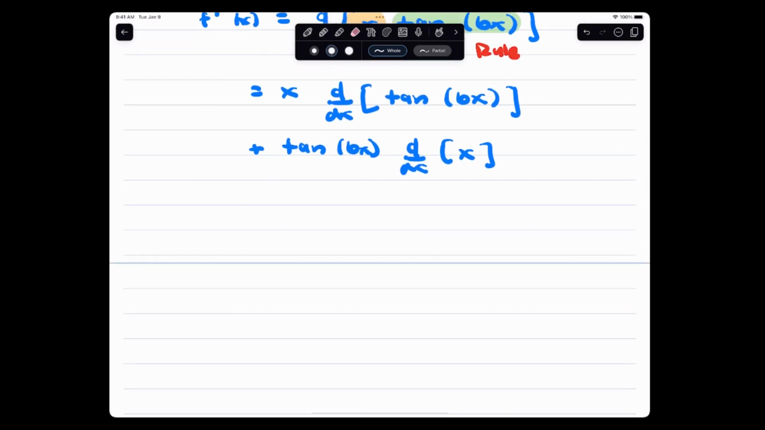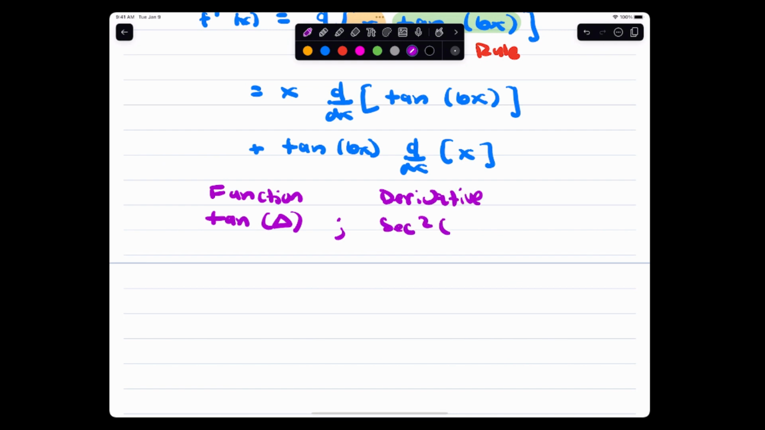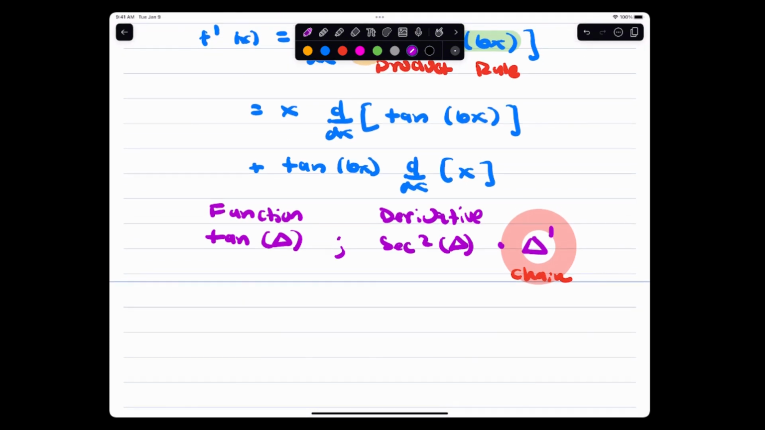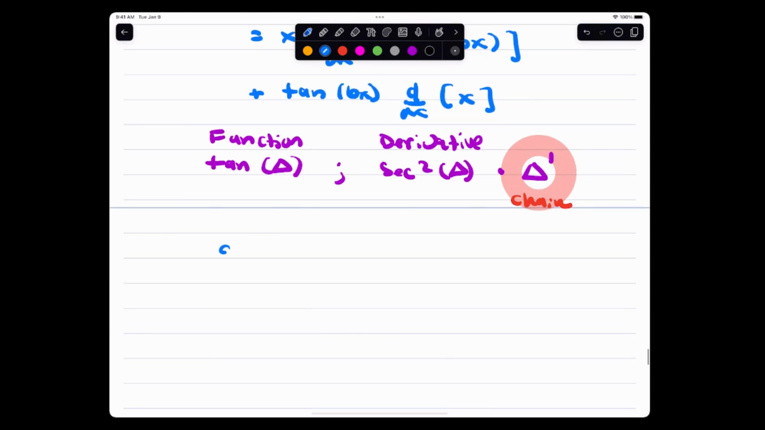Let's do this, ladies and gentlemen. If your function is tangent, what's the operator notation of a derivative? It is secant squared of the argument times the derivative of the argument. And again, chain rule here. It's a chain. So, if you had to, maybe you want to write this as a note here. You have to differentiate tangent of what? 6x. That'll be secant squared 6x times the derivative of 6x.